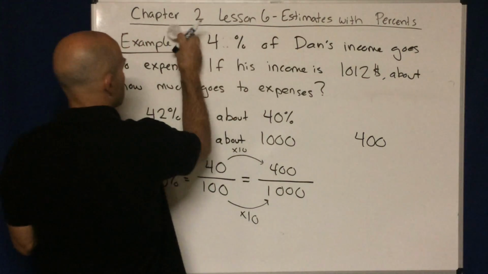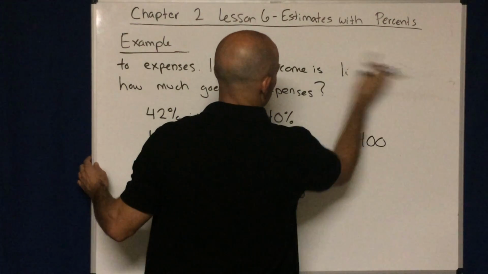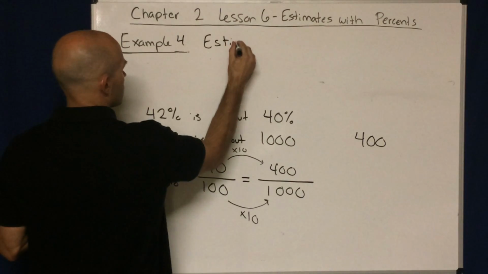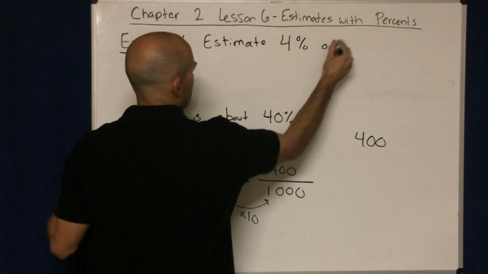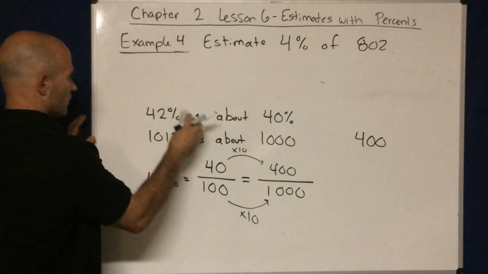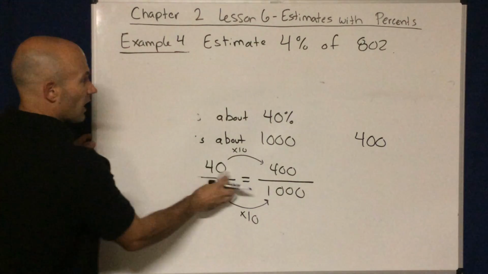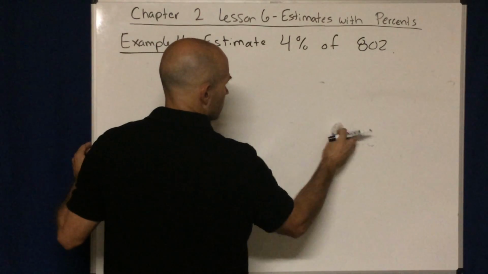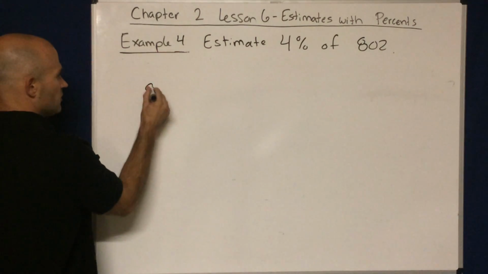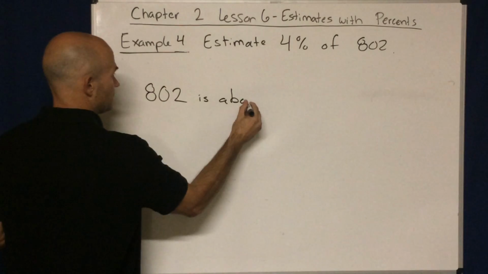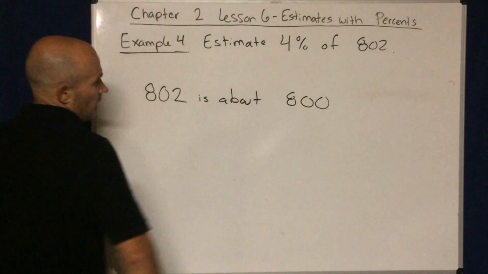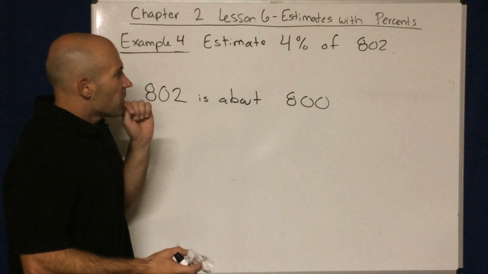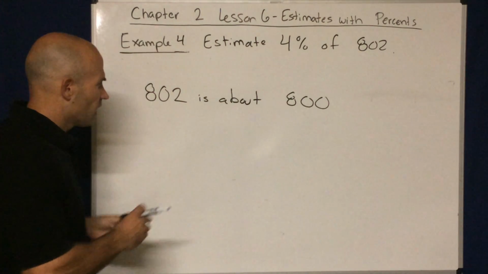Let's estimate 4% of 802. This is the fourth example. We'll start in roughly the same way. I think 802 is close enough to 800 that it seems like a pretty reasonable thing to do. So let's take 802 and replace it with 800. So 802 is about 800. You might want to say, well, I can see how one would say 4% is pretty close to 5%. Multiples of 5 sometimes seem easier to deal with. But let me just write 4% as a fraction and then explain why.